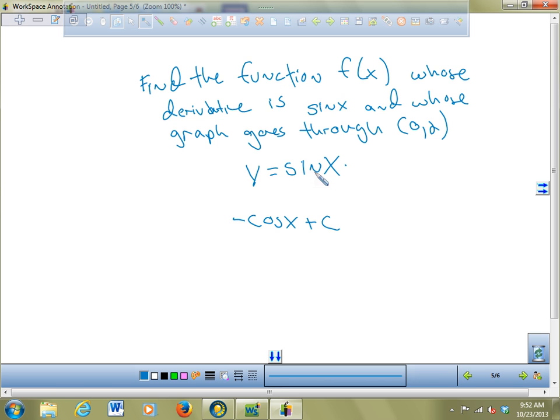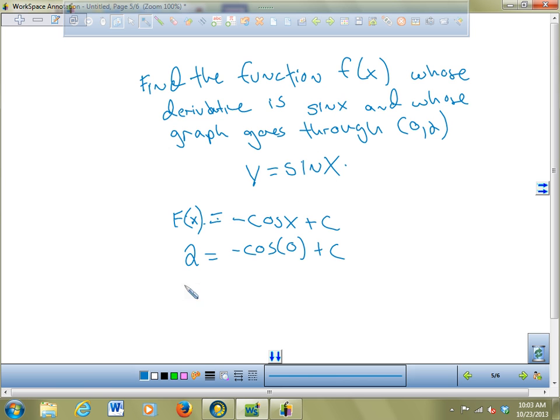You understand that? Okay? But this particular function, we'll call this big f of x, goes through a specific point, 0, 2. So what I do with that is I plug in 2 for y and 0 for x, and I solve that equation to find specifically what function that is that has a derivative of sine of x.